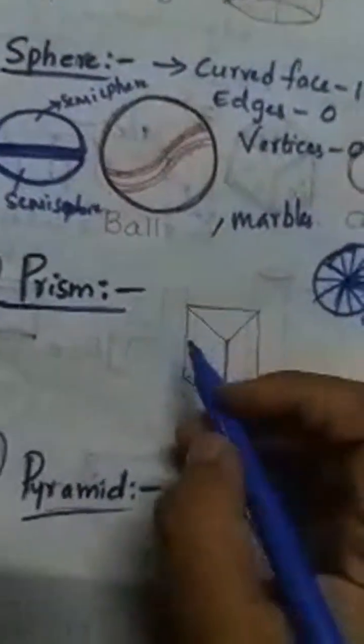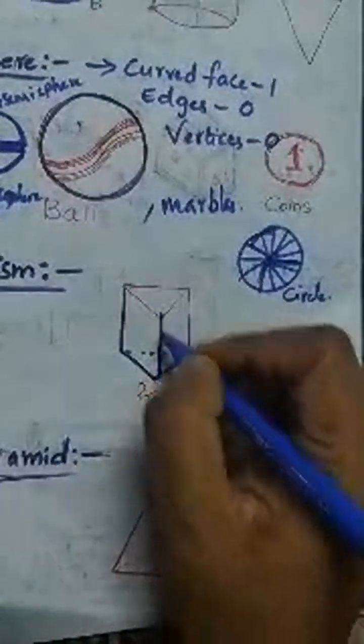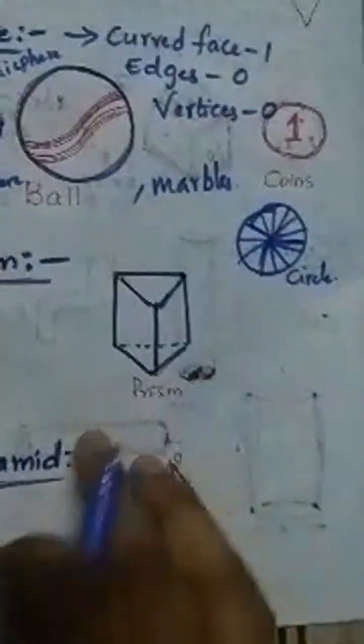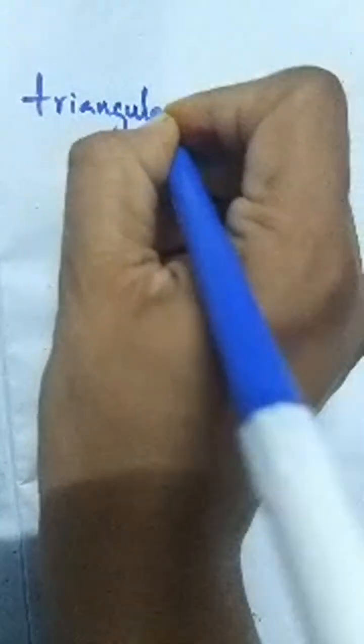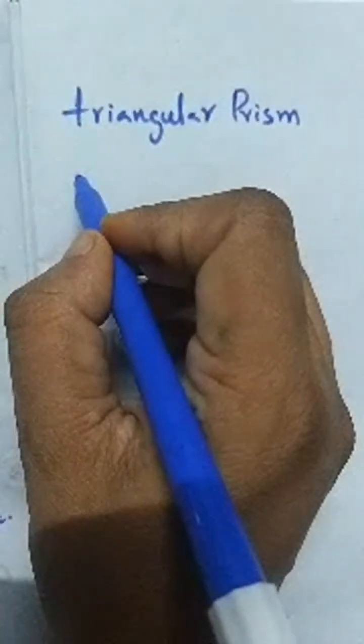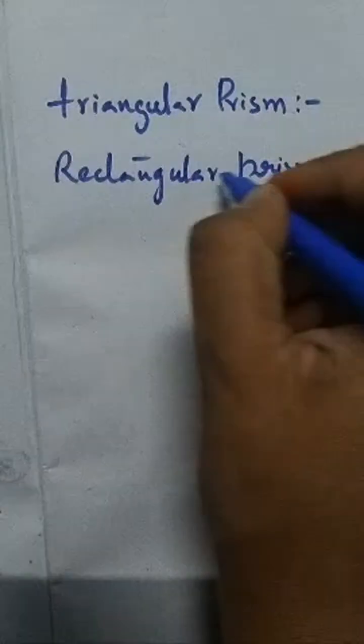Okay, now prism, I have another shape, that is prism. A triangular prism is there, and a rectangular prism is there. When the base is triangular, then that prism is a triangular prism. Another prism is there, that is the rectangular prism. If the prism has a rectangle base, then that is a rectangular prism.